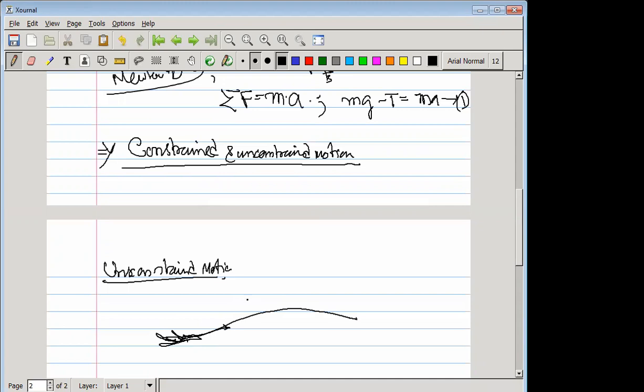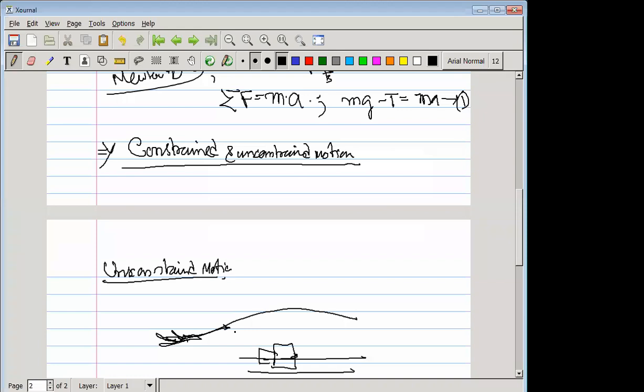And what is the constrained motion? An example of constrained motion is the train. Suppose a train moves on the rail. Though it generates its own force and moves forward, it also has some constraint in that motion, and the constraint here is the rail. The rail guides the train to move forward. So that is called constrained motion. That is the difference between constrained and unconstrained motion.